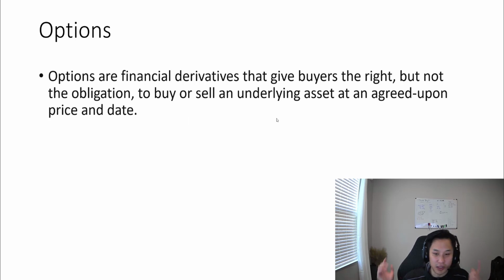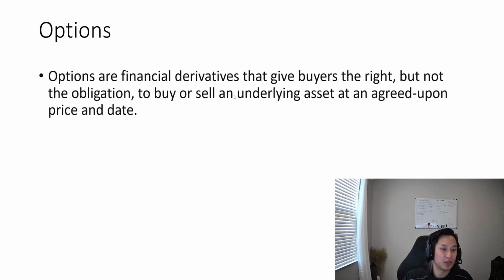Okay, so options. What are options? Number one, here's a definition from Investopedia. I'll read it out loud. Options are financial derivatives that give buyers a right, but not the obligation, to buy or sell an underlying asset at an agreed upon price and date. So what that means is if you're buying an option, you're paying a premium to buy the option to make someone buy or sell shares to you at a certain price that's agreed upon by a certain date.